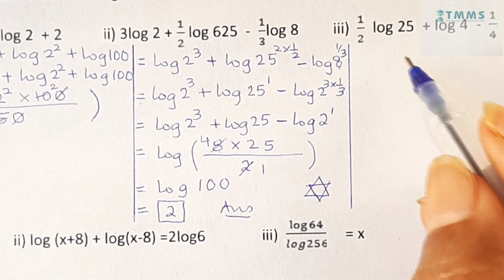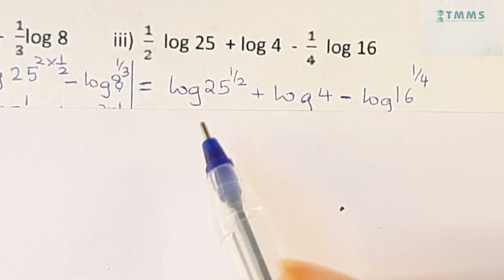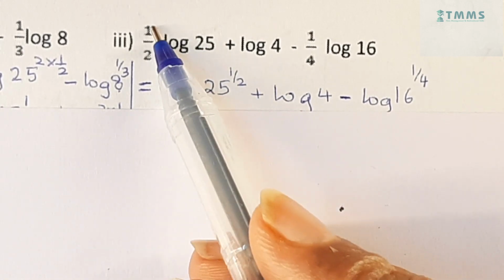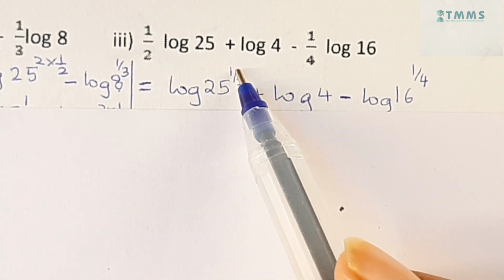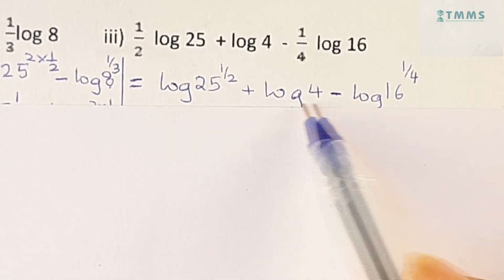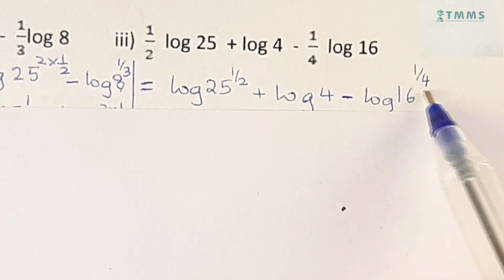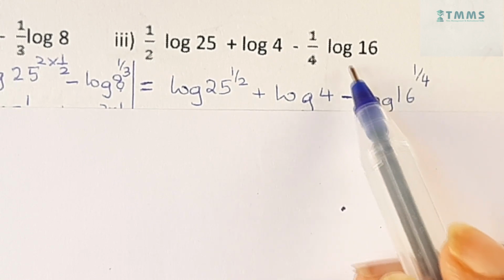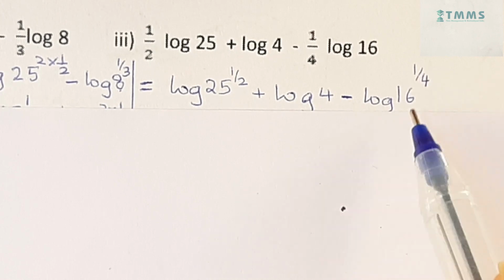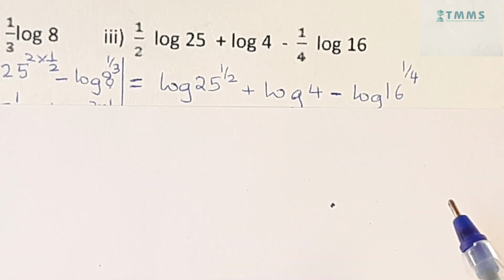Now let us go to the third one. So we write this as log 25, and this one goes as the power, the index or the exponent, plus log 4 as it is, minus this 1/4 becomes the index or the exponent here, and we write log 16 to the power 1/4, or we can just say log 16 raised to 1/4.